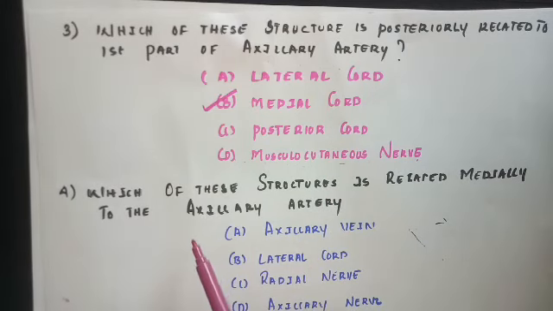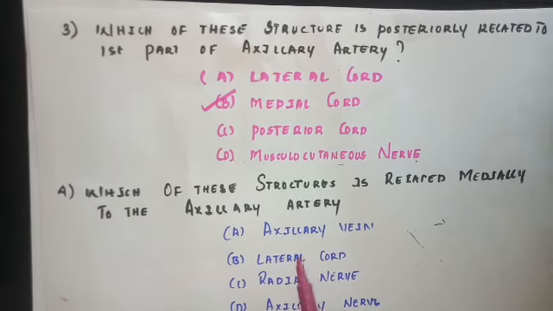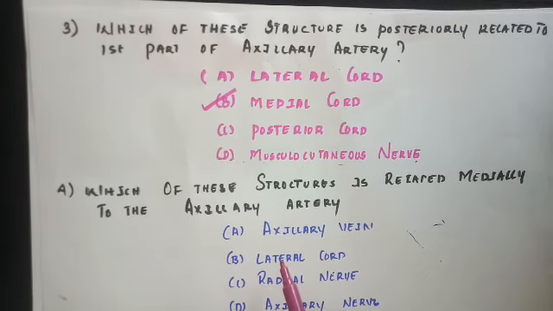And next question, which of these structures is related medially to the axillary artery? So the lateral cord is related laterally to the axillary artery. The radial nerve is related posteriorly to the axillary artery, and the axillary nerve is related posteriorly to the axillary artery. So in this option, the only structure which is related medially to the artery is the axillary vein. So option A is the correct answer.